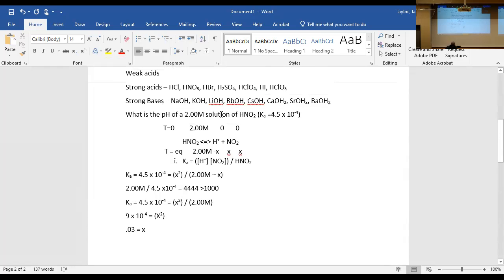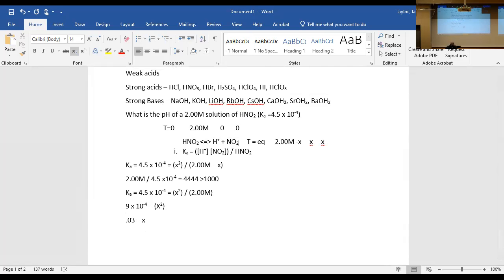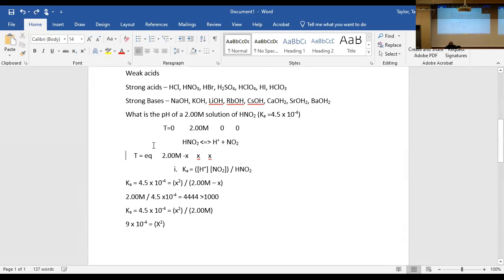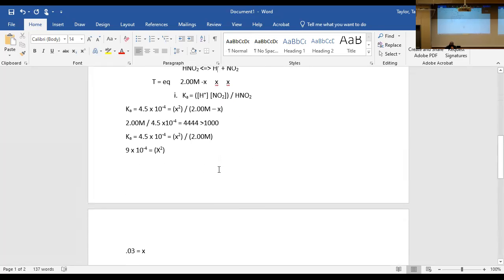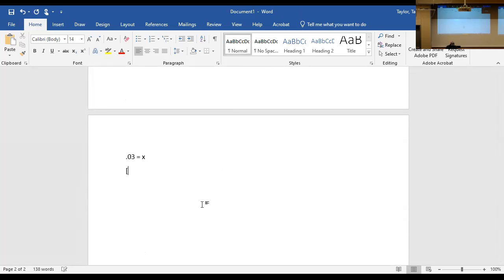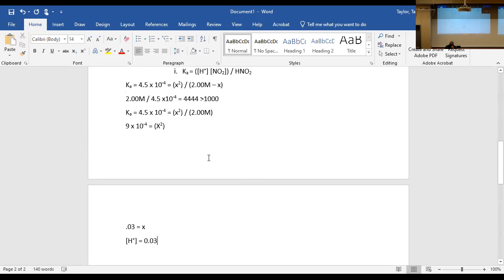But now we have x. And what does that mean for us? Well, if we go back up here, we know that x is equal to the hydrogen ion concentration. Move it over. There we go. X is equal to the hydrogen ion concentration. So we'll plug that in. The hydrogen ion concentration is equal to 0.03.